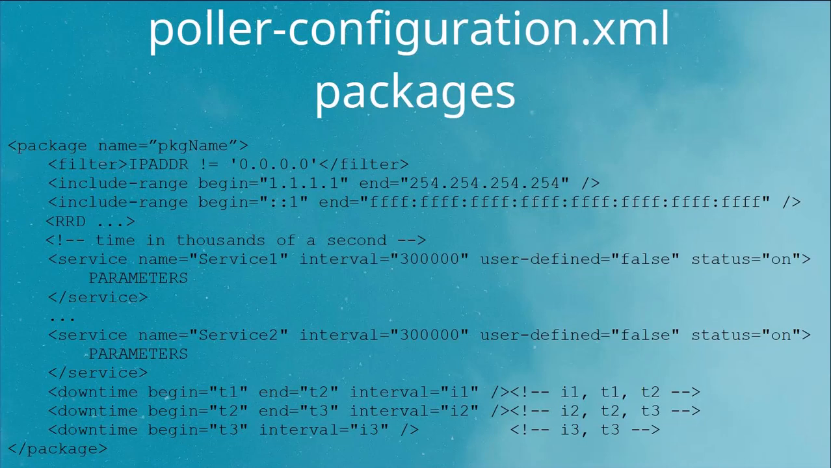Within poller-configuration.xml, packages are used to group monitor configuration parameters. Each package must have a package name, filter, RRD element, service or services, and a downtime model.